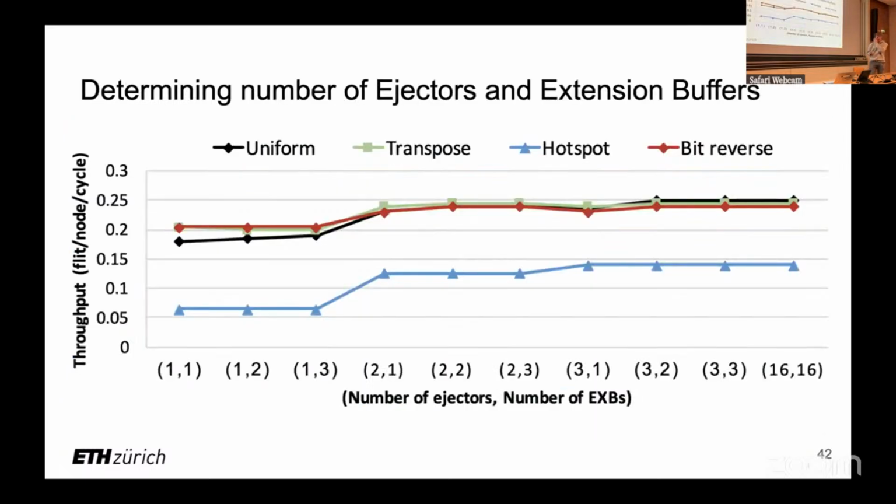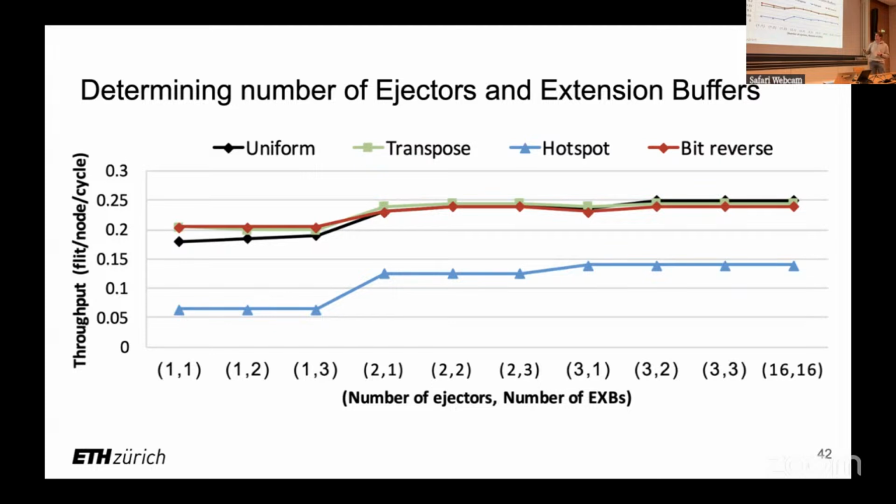Before they measure the performance, they investigate: okay, we want to share the resources. We have a certain number of ejection ports in our interface and a certain number of extension buffers. How many of them do you actually want? And so they vary the numbers of ejection ports and extension buffers to see how this would perform.